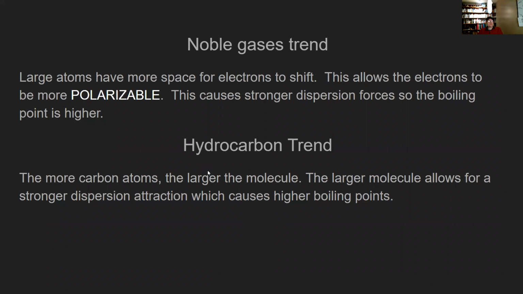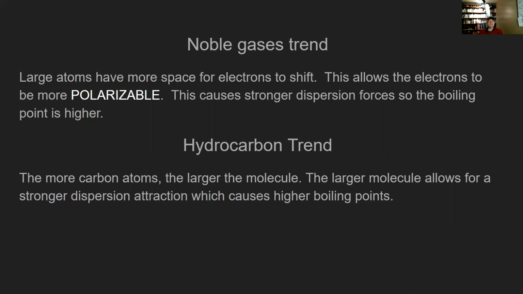So the noble gas trends: the larger the atoms, they have more space for electrons to shift. This allows the electrons to be more polarizable. That is a term that oftentimes graders like to see. The term polarizable means you understand that the electrons have the ability to shift and get moved within the atom or molecule. In this particular case, it would be atoms, since we're talking about the noble gases. This causes a stronger dispersion force, so the boiling point is higher.